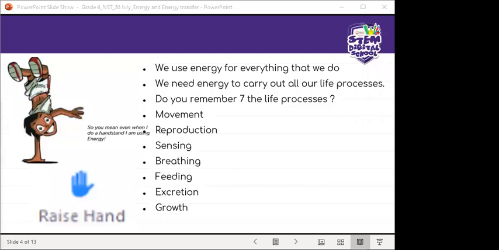Okay, very important to note the definition of energy. It is the ability to do work, right? And we use energy for everything that we do. So in order to carry out all our life processes, we need energy.